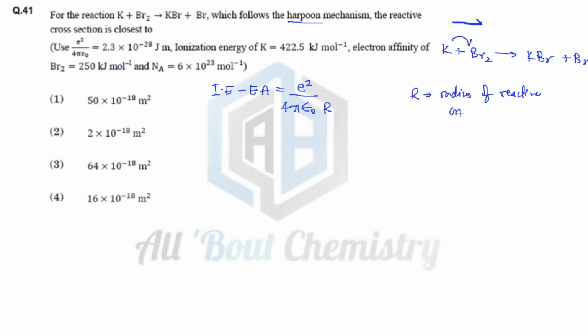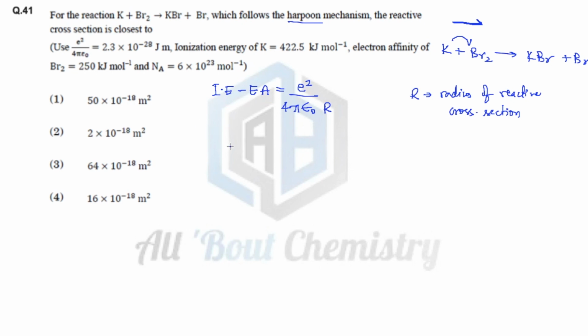Now this question you can only do if you remember, if you know this formula. Many students were not aware about it, so that's why they just left this question. But it was just directly based upon this particular formula. So let's try to do it.